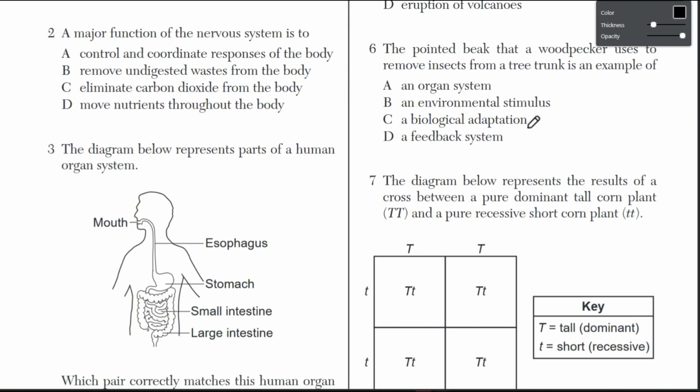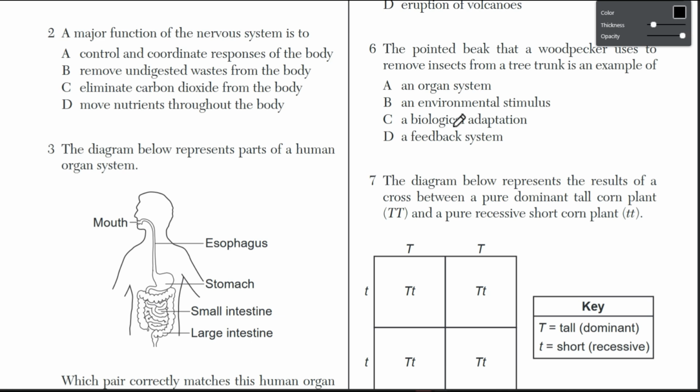All right, number 2, a major function of the nervous system is to: A, control and coordinate responses of the body, B, remove undigested waste from the body, C, eliminate carbon dioxide from the body, or D, move nutrients throughout the body. All right, so this is really talking about a lot of systems in our answer choices. So it's important to know the major functions of all of them. Let's go through our options though.